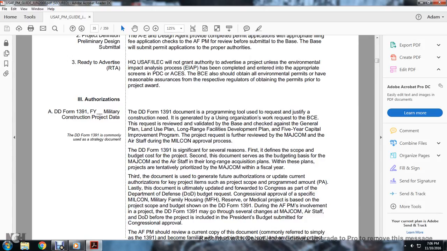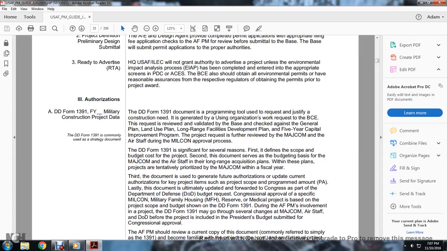The Department of Defense Form 1391 is significant for several reasons. First, it defines the scope and the budget for the cost of the project. Second, the documentation serves as the project budget basis for the Major Command and the Air Staff and their long range acquisition plans. With these plans, the project is tentatively prioritized by the Major Command for the fiscal year. The documentation is generally updated to the current authorization, with key project items such as project scope and the government programmed amount, or PA. Lastly, the documentation is usually budget updated and forwarded to Congress as part of the Department of Defense budget.